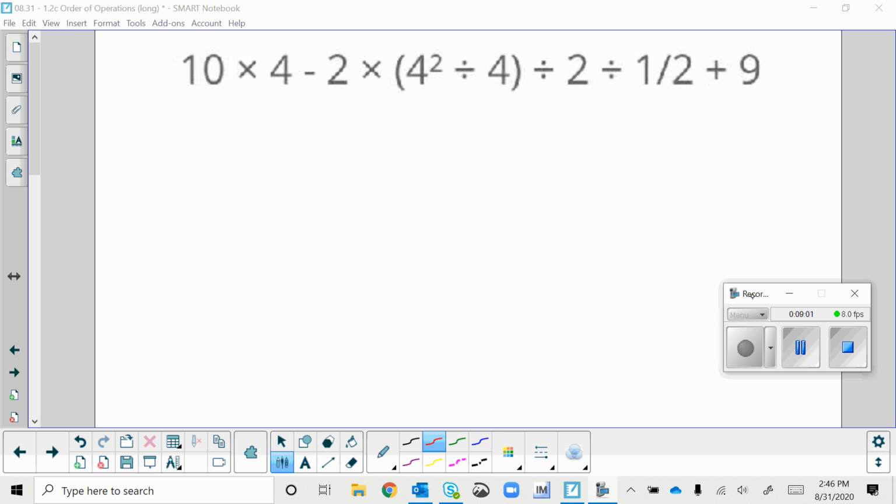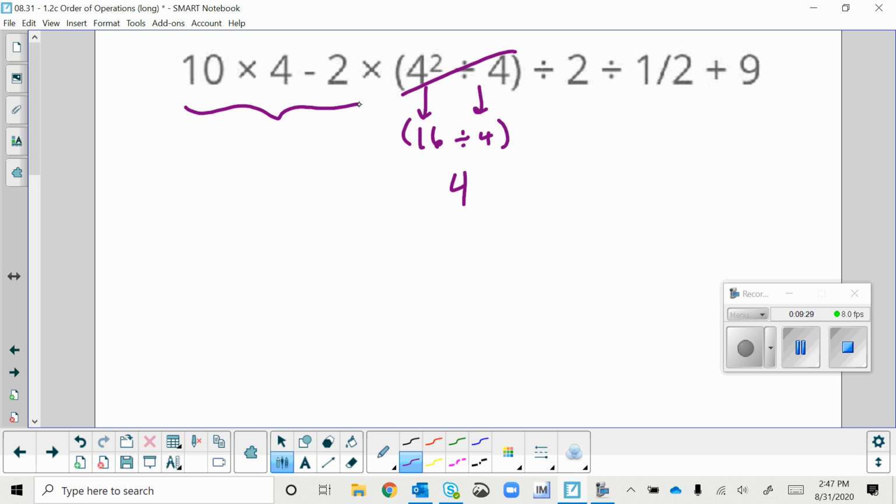All right, so the first thing you should have done is simplified the parentheses as much as you can. So I'm just going to do that first and not think about the rest of the numbers for a moment. 4 squared, 16, and then I have the divided by 4. And 16 divided by 4 is 4. All right, so that's me finishing the parentheses. I'm just going to bring everything else down around it. So 10 times 4 is 2 times 4. And then I have 4 for my parentheses, and then I'm going to bring down this divided by 2.